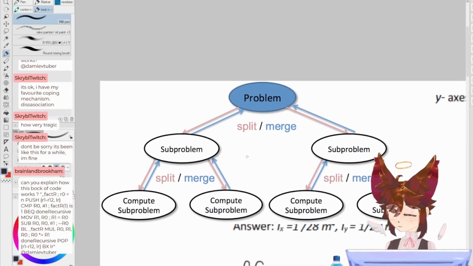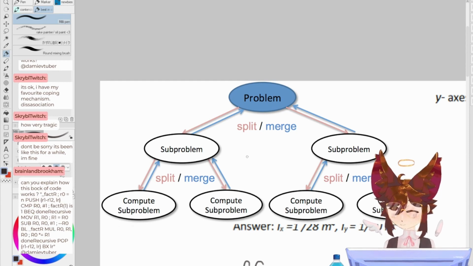Oh my god, this block of code words, I cannot read that. I cannot read that at all. Holy moly, no. Sorry, that one I can't help with.